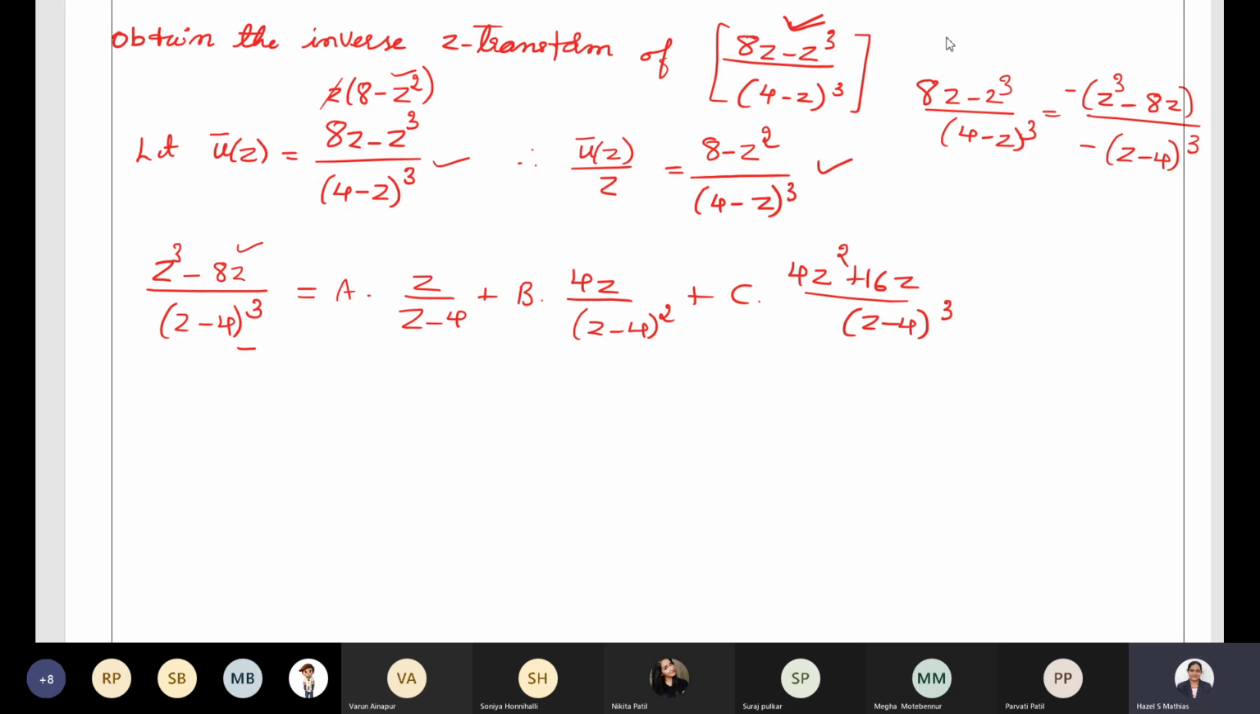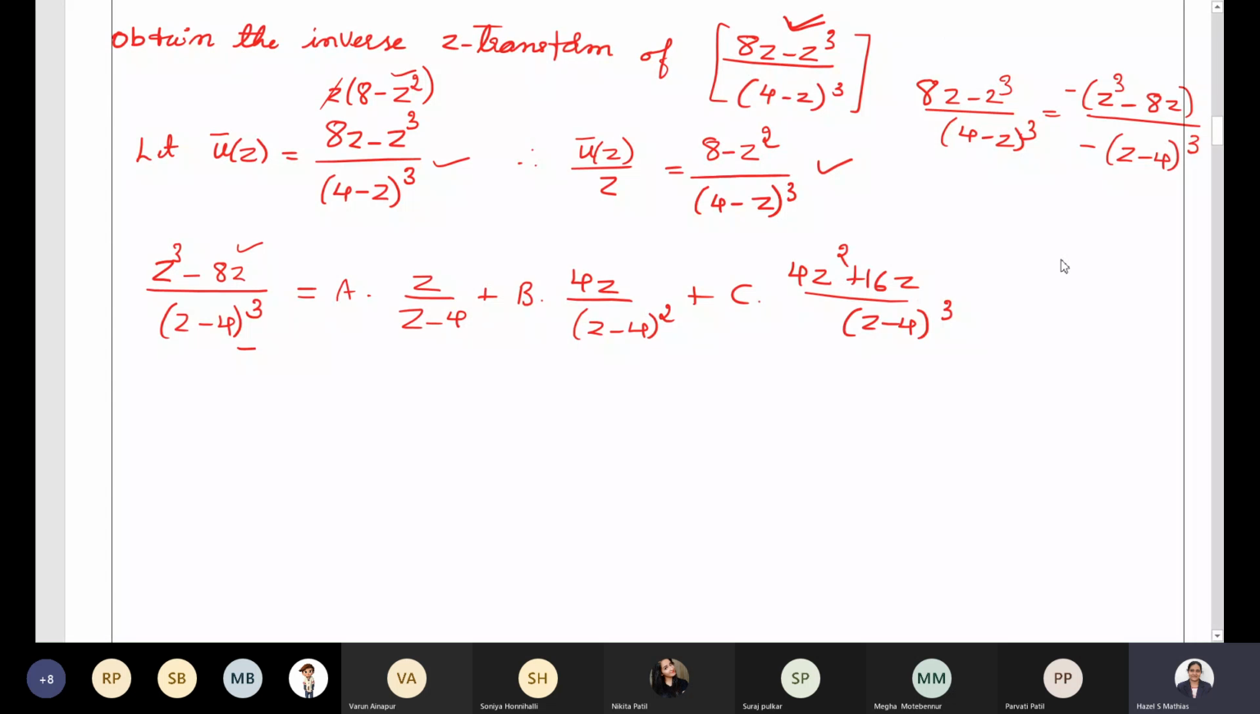Now tell me how I got this term. How can one imagine this term? How can you write this? First check the denominator. Here you have z minus 4 power 3.